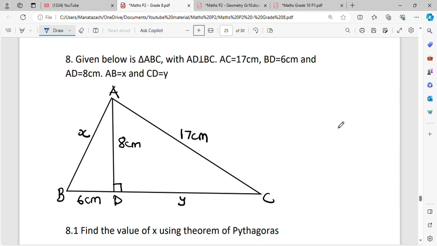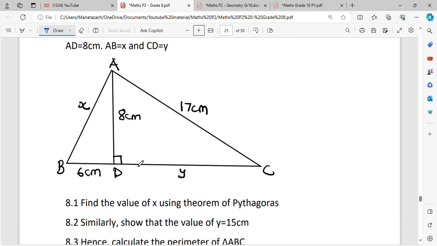Okay, let's do question 8, which is going to be our final question. Given below is triangle ABC with AD perpendicular to BC, AC equal to 17 centimeters, BD 6 centimeters, and AD 8 centimeters. AB is X and CD is Y. So the first question is find the value of X using the theorem of Pythagoras. So here is the value of X.